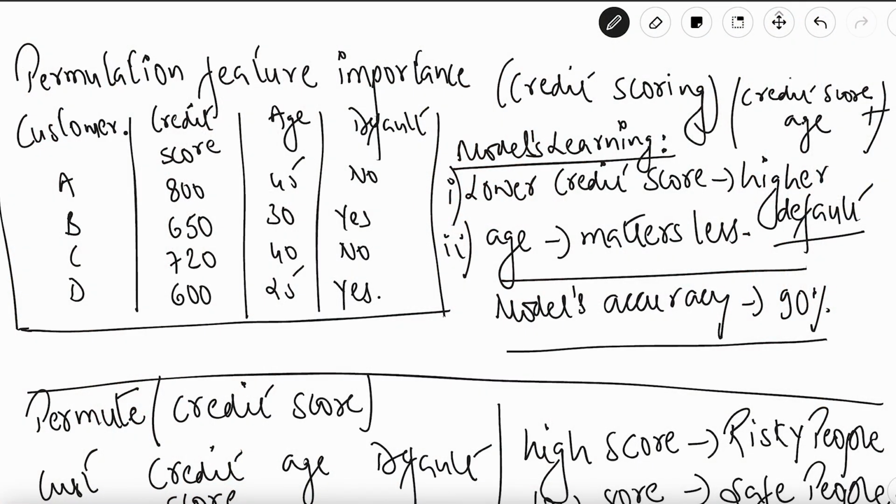Okay, so we have a credit score feature here. We have customers A, B, C and D. We have 4 customers, with credit scores 800, 650, 720, 600. We have their respective ages and the final default state. We know that customer A has default of no, customer B can default, customer C cannot default, and customer D can default.